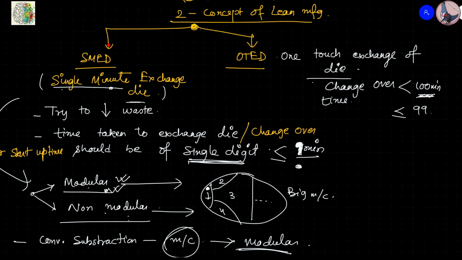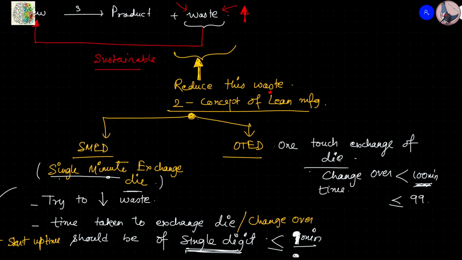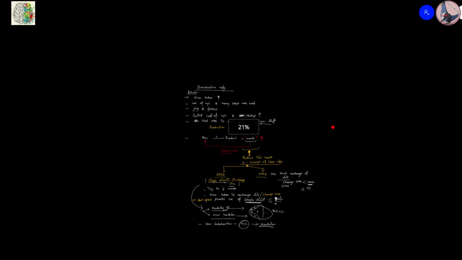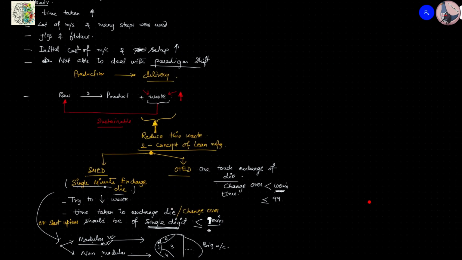These are two concepts which generally come to reduce the amount of waste. So these are some of the disadvantages, and you should know that these two concepts of lean manufacturing, SMED and OTED, came only with the aim to reduce this waste amount.